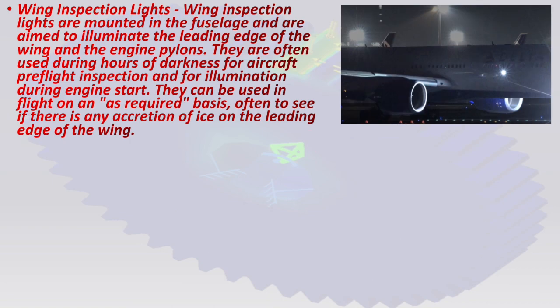You can see in this picture a light fitted on the side of the fuselage. The beam of the light focuses on the leading edge of the wing and the leading edge of the pylon. The main purpose of the wing inspection light is to check if any ice has built up while flying through clouds at low temperature, or any damage to the wing.